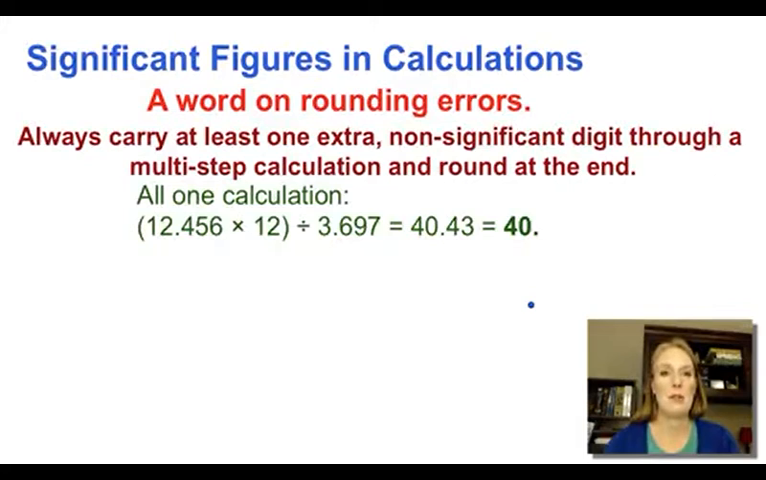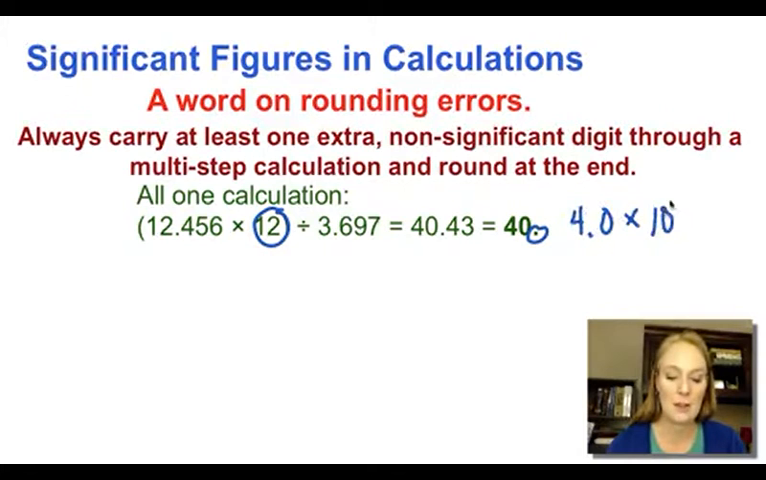So here's an example. I can take the number 12.456, multiply it by 12, and then divide it by 3.697. The result of those operations is the answer 40.43. Now, there's two significant figures in the quantity going in that has the least number of significant figures. So my answer should also be expressed as two significant figures. And I can do that again by either showing that decimal point or using scientific notation. So I can say 4.0 times 10 to the first power.